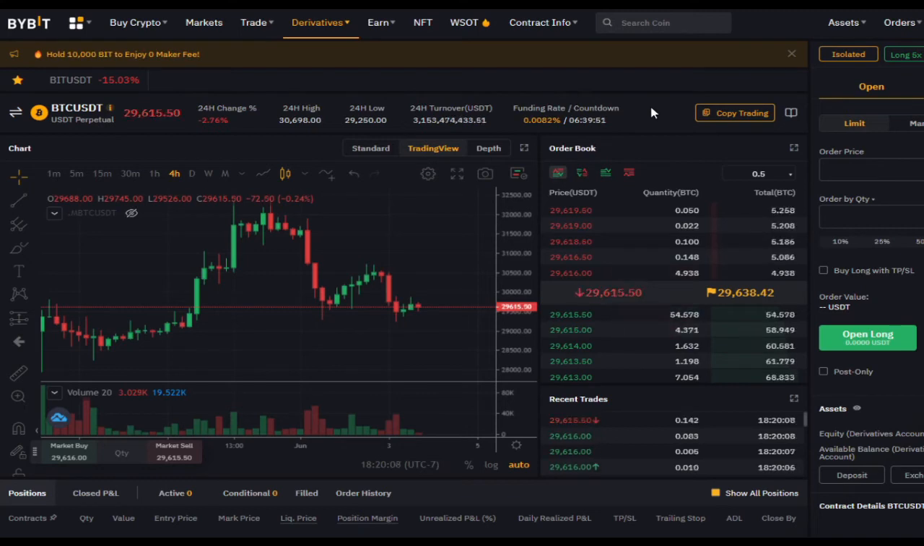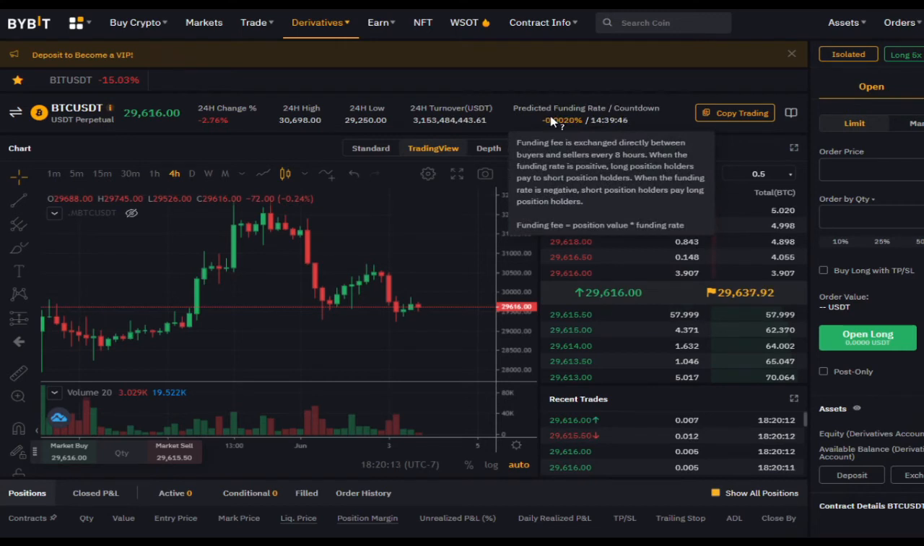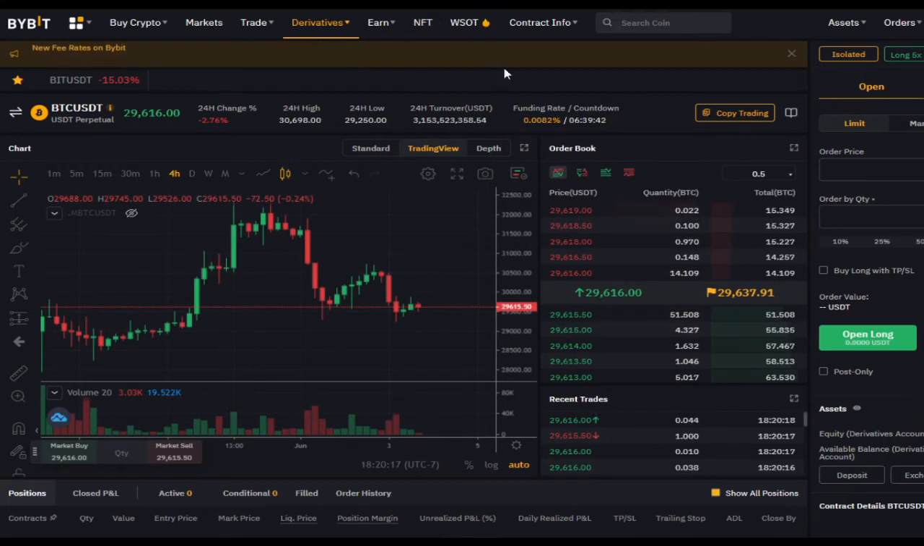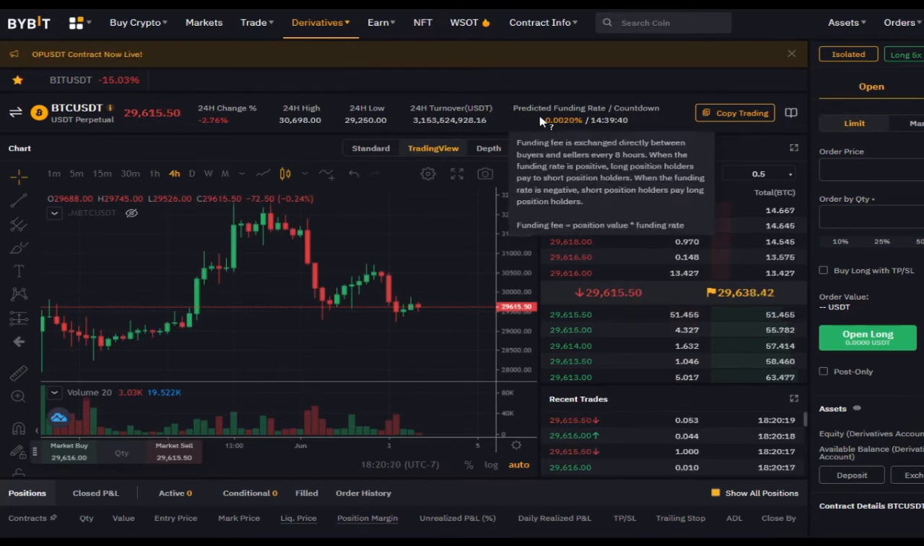some people put a lot of weight into it, others don't. Basically, the funding rate is whether the price is currently positive or negative as far as the funding fee. The funding rate is 0.0082%, and that means the longs are going to be paying the shorts to keep that position open. The funding fee you're going to pay, you see it right there at the bottom, is the position value multiplied by the funding rate, right? So $100 multiplied by whatever the funding rate is, that's how much you would pay as a funding fee.